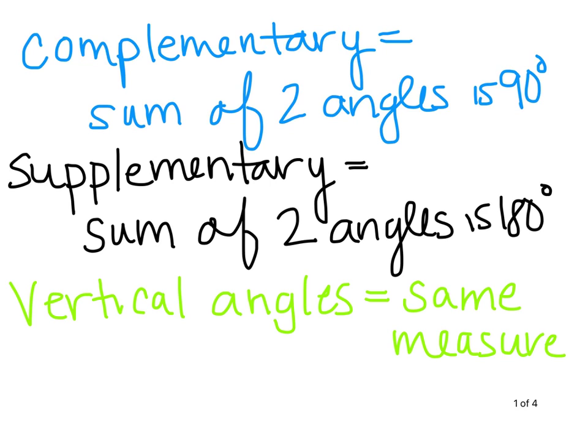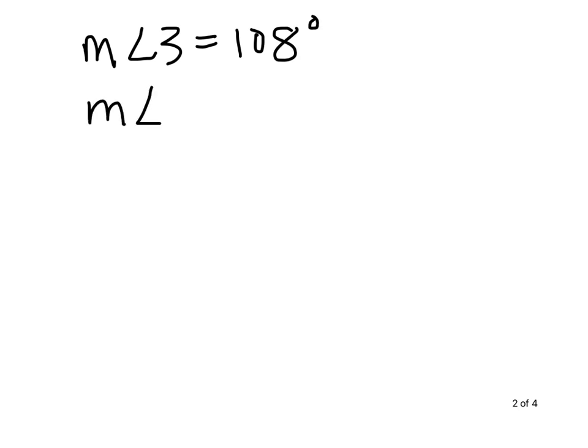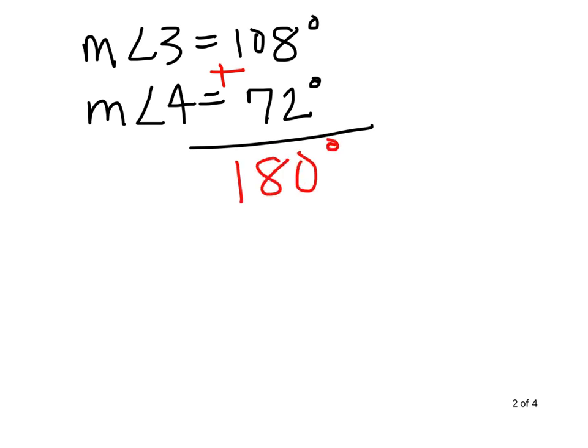All right, so let's do a practice one. Number 4, we have the measure of angle 3, which is 108 degrees, and then we have the measure of angle 4, which is 72 degrees. Complementary, supplementary, or neither? Supplementary? Good. Very good, because that equals 180. Awesome. Okay, let's go ahead and do number 5.